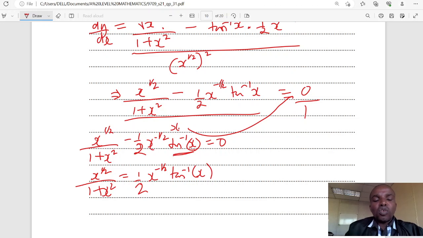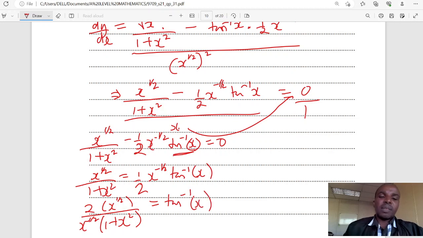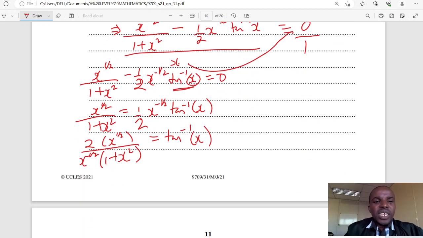Right, then multiply by 2 and divide by x to the power minus half. So it will be multiply by 2, then divide by x to the power negative half, 1 plus x squared, like this. Then it is arctan of x, right, like this. Then after that, you can see x to the power half divided by x to the power minus half.